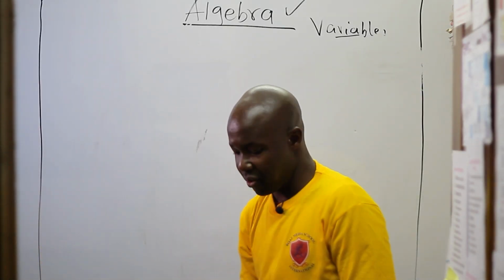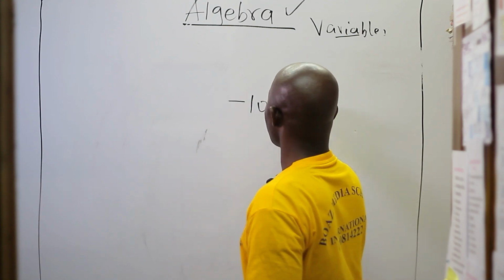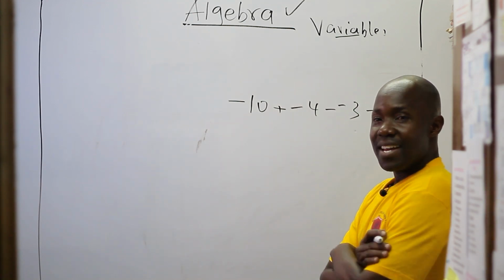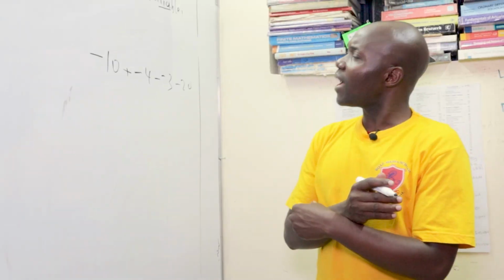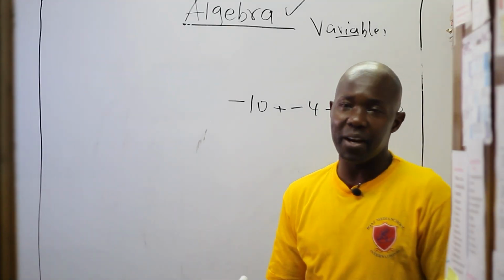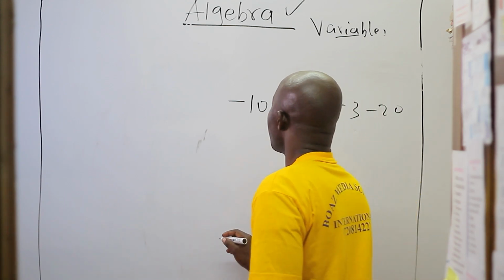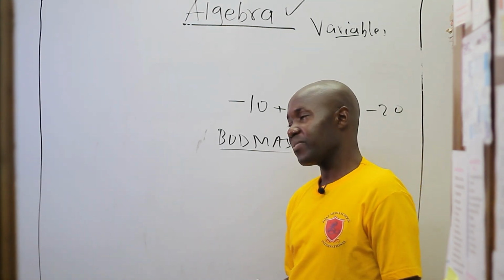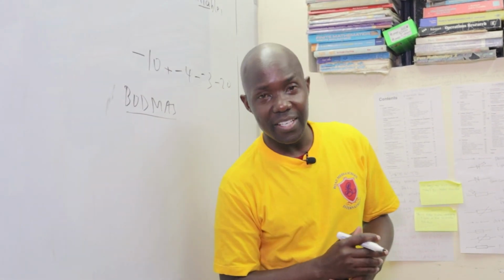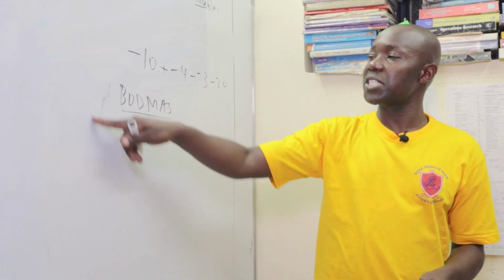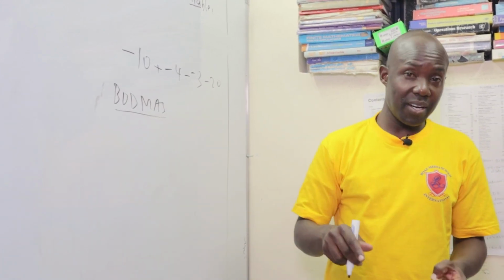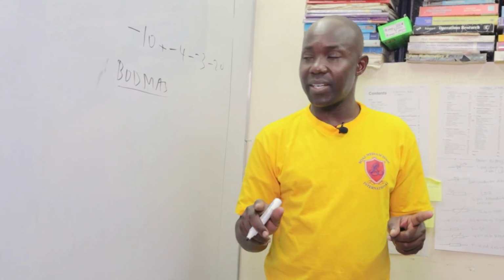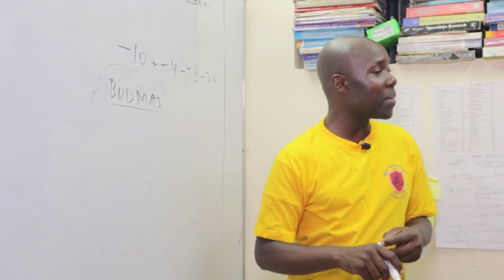Like somebody just comes and gives you: what is negative 10 plus minus 4 minus 3 minus 20? A student sees this problem and starts wondering, what is this problem all about? It's very simple. What you're supposed to do is write BODMAS. What do I mean? All the students watching across, from my country in Kenya, the schools I teach, abroad, elsewhere, I'm now sharing this across the whole world. To the students taking maths, both the IGCSE, the International Baccalaureate, and any other system that you're taking, you need to go back to basics.